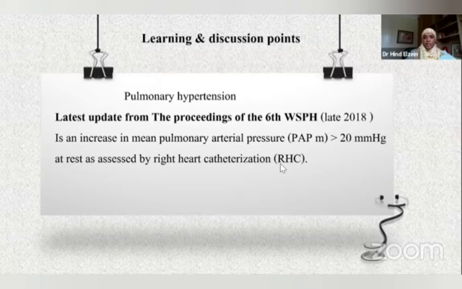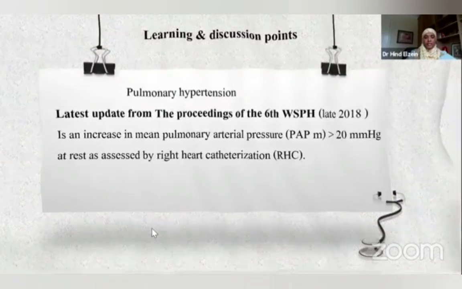There were some changes, and maybe the main change is the definition of pulmonary hypertension. Previously, it was defined as mean pulmonary artery pressure of 25 or more. Now it has been reduced to 20 millimeter mercury. So if the mean pulmonary artery pressure is more than 20 millimeter mercury, that is considered pulmonary hypertension. And this is according to the right heart catheter measurement at rest.